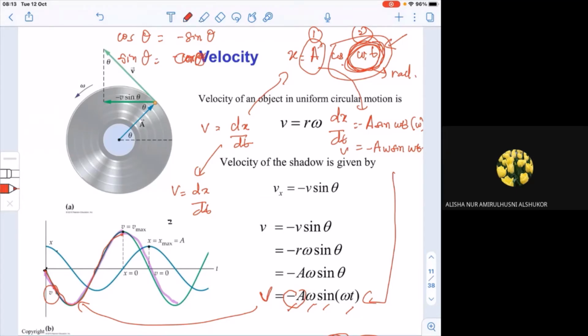This is x, the position, and this is v. You can see that v is negative A omega sine omega t, which means the graph is a sine graph. When we talk about a sine graph, it must start at zero. But the negative means it goes to the below part first and then goes up until it reaches the amplitude. The amplitude now is not just A but A multiplied by omega. That is the maximum value for velocity. Of course, the rhythm will continue over and over again because it is simple harmonic motion.